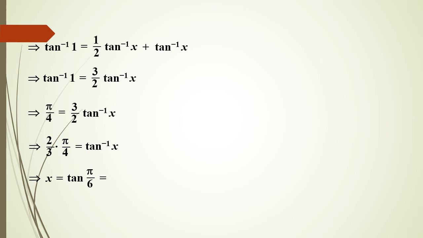So tan inverse x equal to pi by 6, then x equal to tan pi by 6. Tan pi by 6 is how much? It is 1 divided by root 3. So the value we got is x equal to 1 divided by root 3. This is the value for the given question, and this is the end of the solutions of this problem.